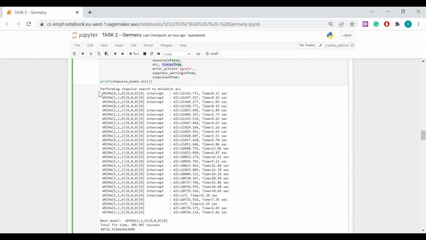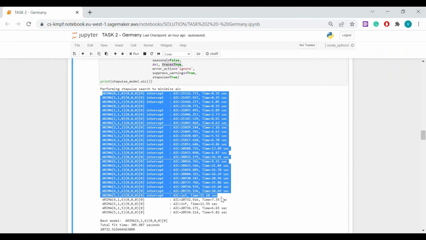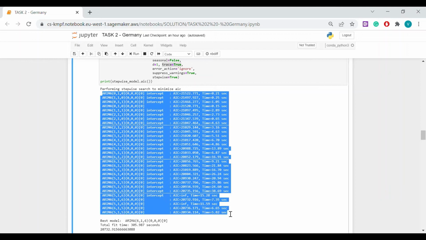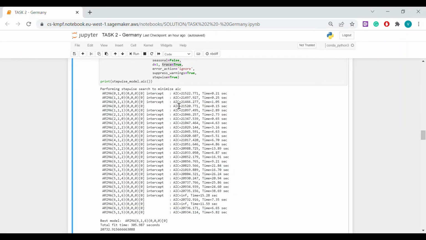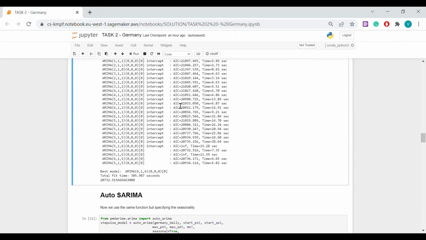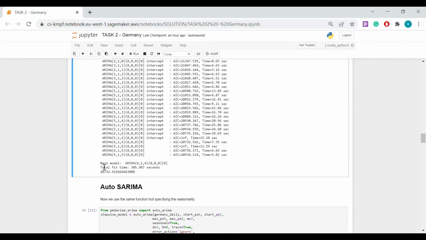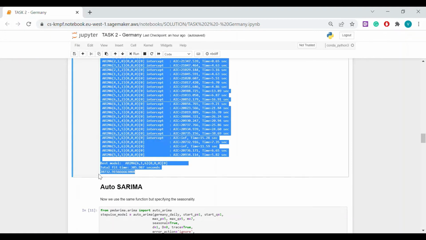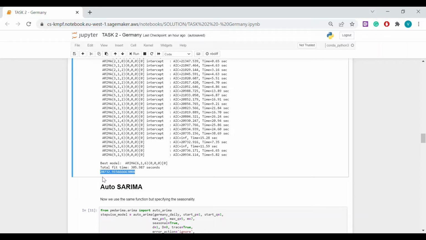As a result, we have the list of the models with the parameters that our function has considered, with the corresponding Akaike information criterion. And finally, as a result, we have the best model, which is ARIMA(6,1,6) in our case, with the corresponding Akaike information criterion.